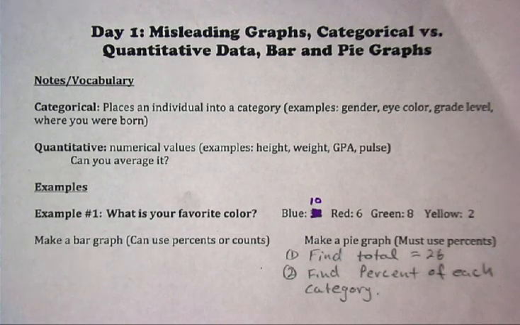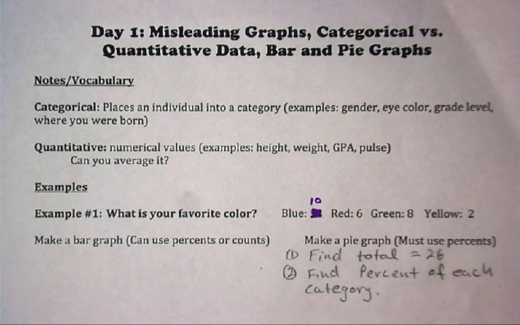Quantitative data is a numerical value such as height, weight, GPA, or a pulse rate. Any quantitative data can be counted or measured in some way. And you can always think to yourself, can you take an average of it and does it make sense?